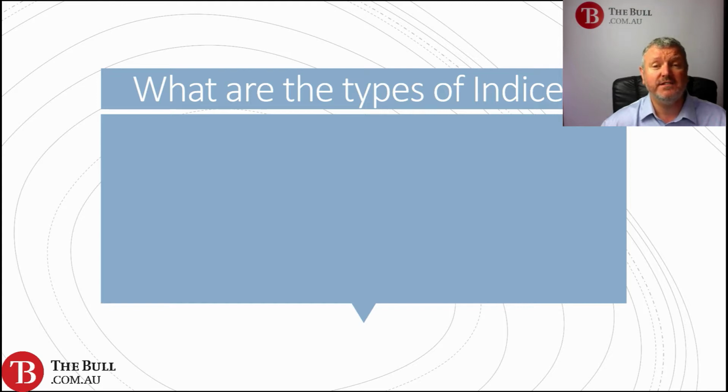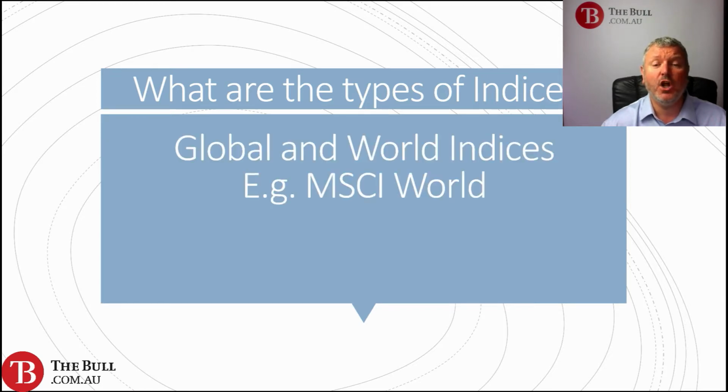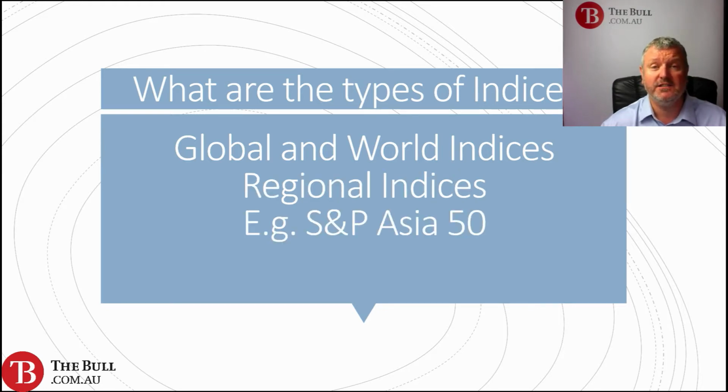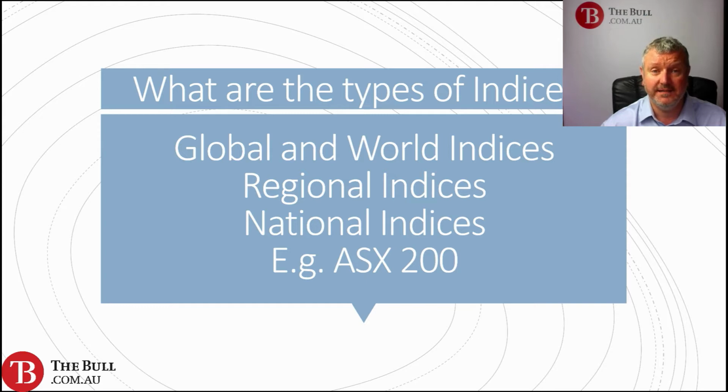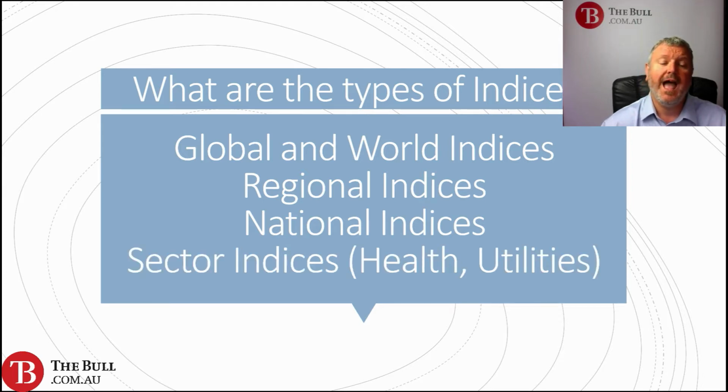So what are the various different types of indices? Well, we have global and world indices. So an example of that would be the MSCI World. We have regional indices. An example of this would be the S&P Asia 50. We then have national or domestic indices, looking at individual countries. So in Australia, the primary example would be the ASX 200. And we also have sector indices, so looking at various sectors of the economy, maybe health or utilities as examples.